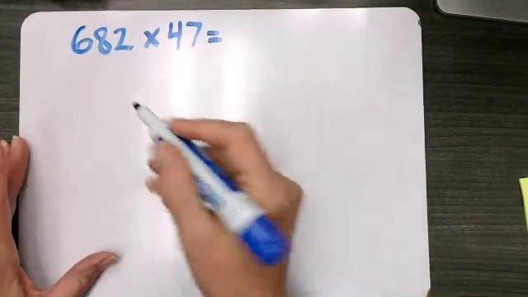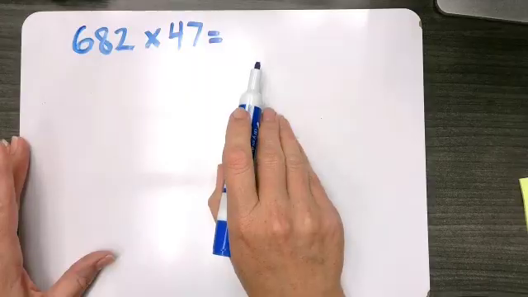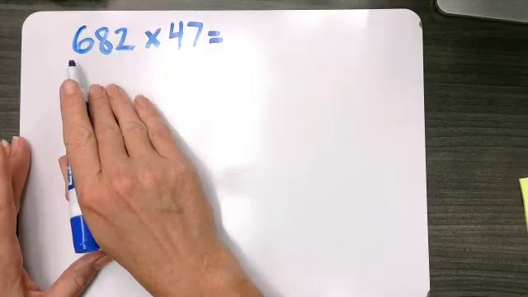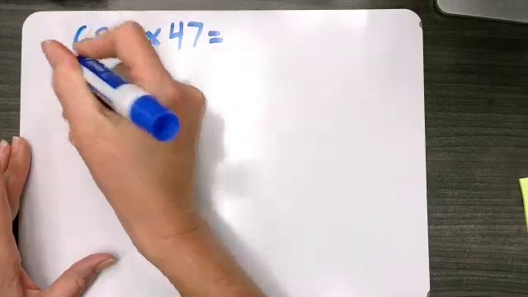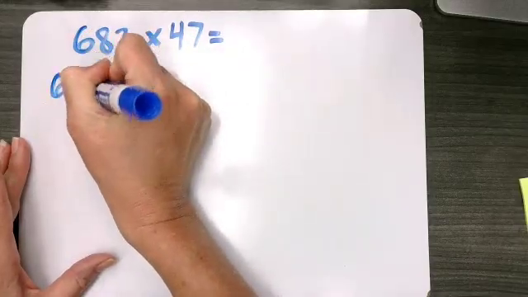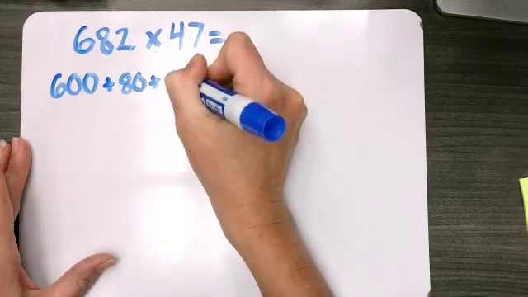All right, here we go. So let's say we're going to multiply 682 times 47. The first thing we'll do for our area model is decompose or break up our 682 by its place value. So 600 plus 80 plus 2.